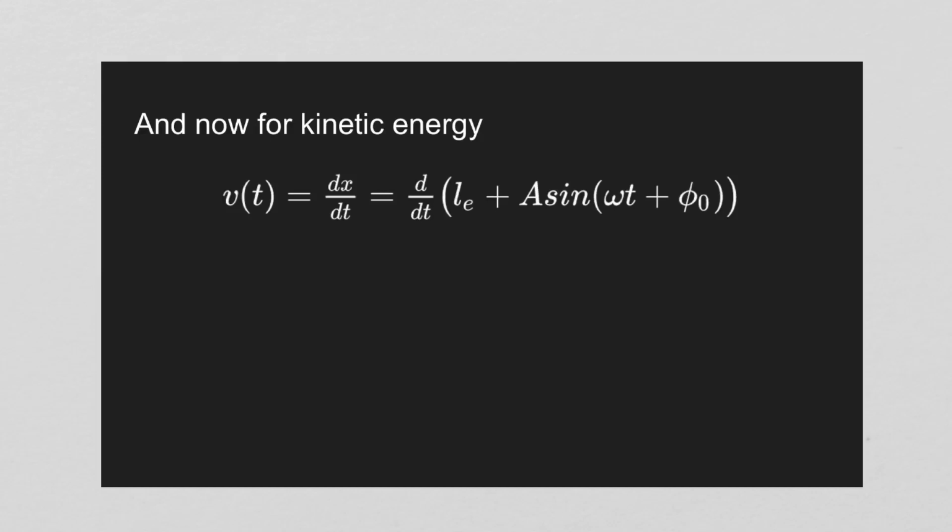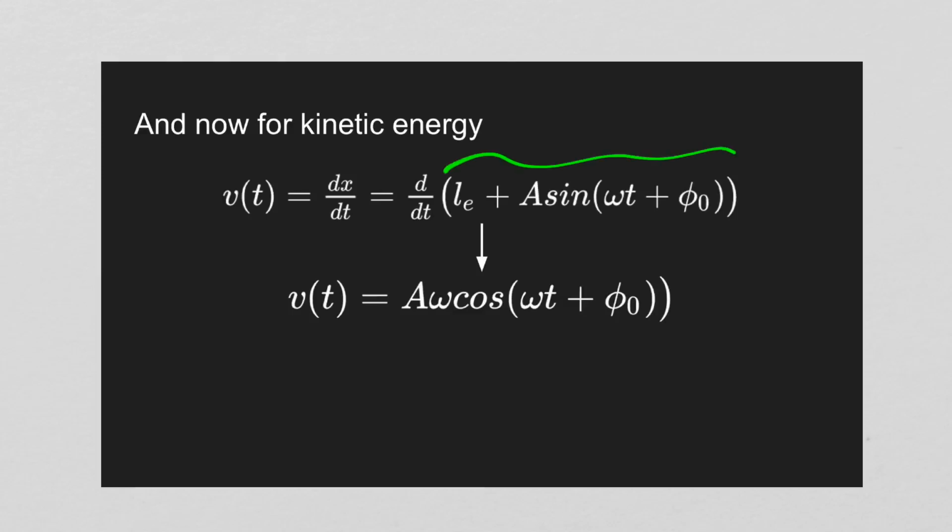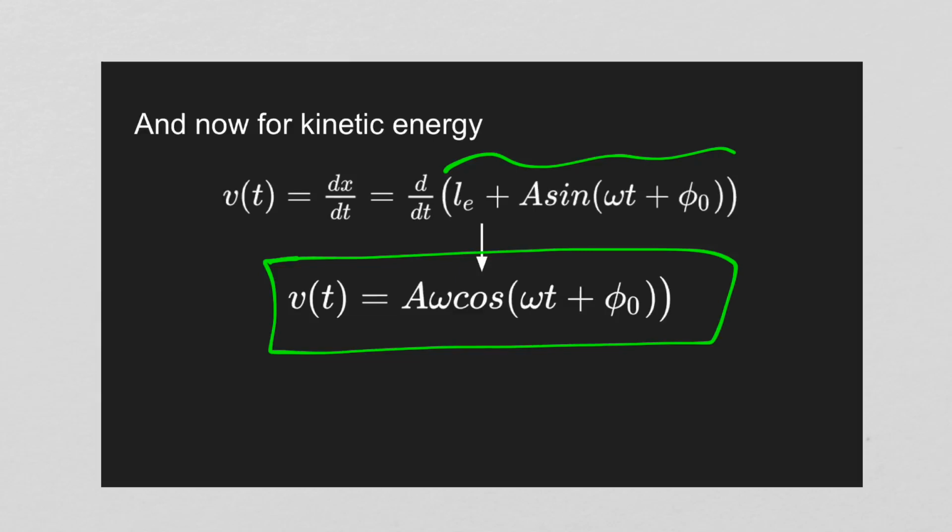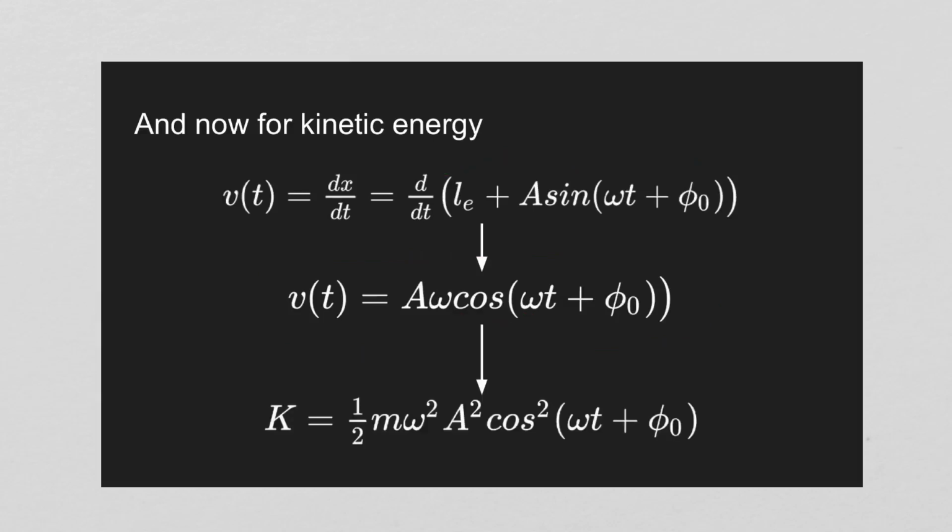And now for kinetic energy. Velocity is the derivative of position. So we'll take the derivative with respect to time of our function for position, and we'll get A omega cosine omega t. So this omega, when you take the derivative, comes out, you have to chain rule it. Phi 0 doesn't do anything because it's not a function of time. And then we'll say that your kinetic energy is just 1/2 m v squared. And this is v squared.